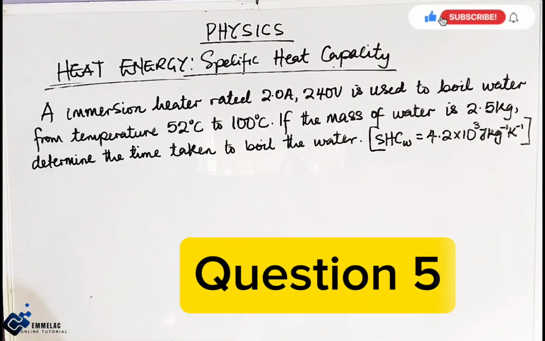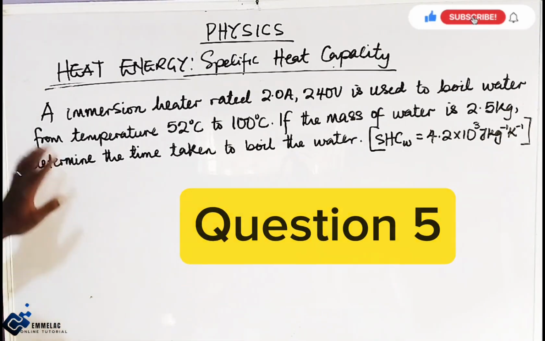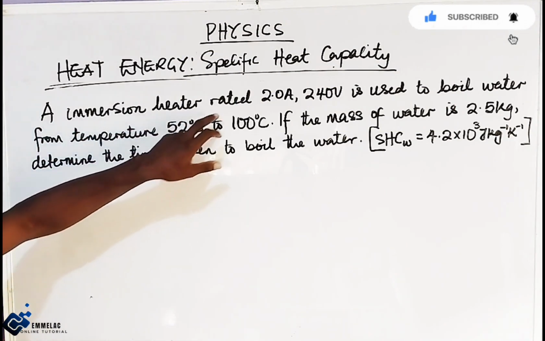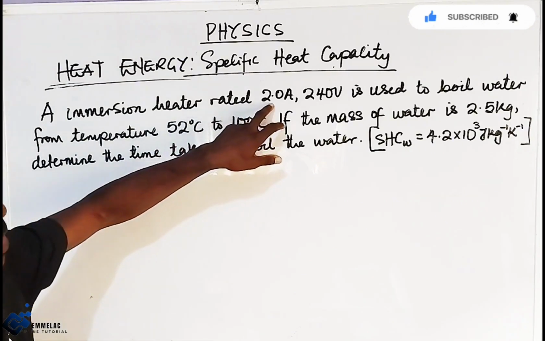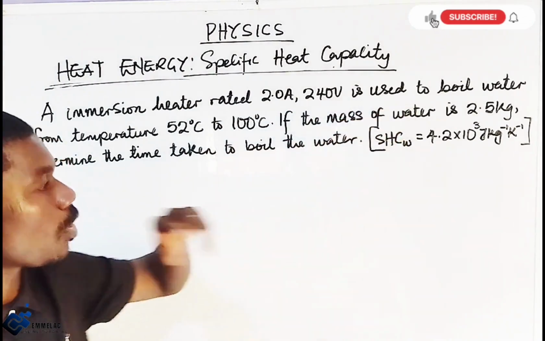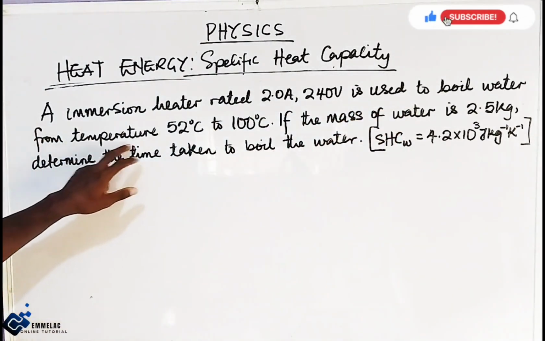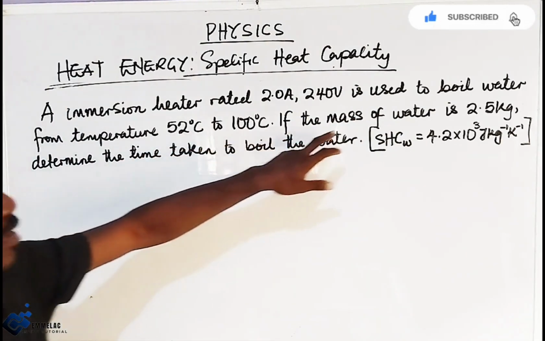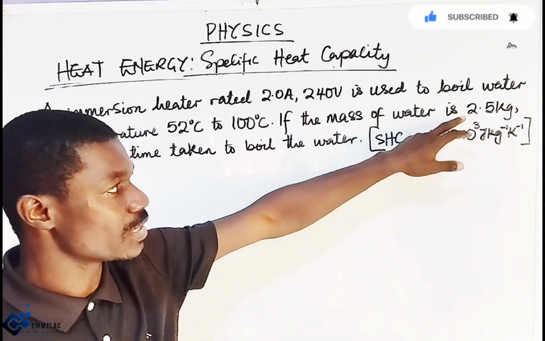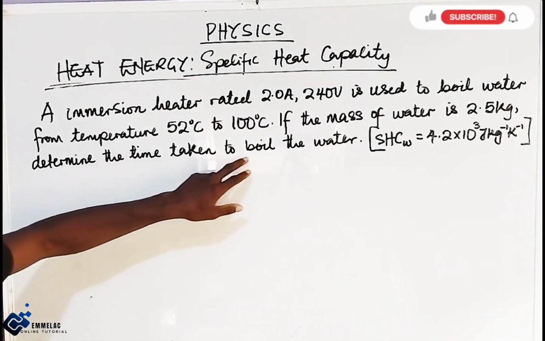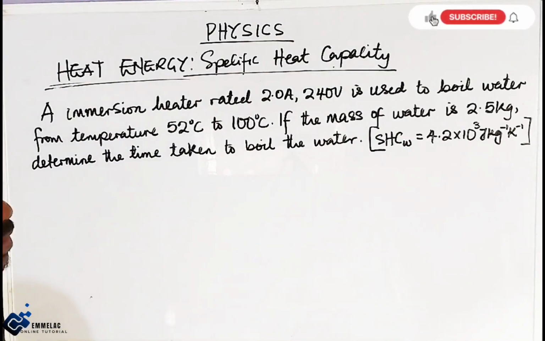Still on specific heat capacity, it reads that an immersion heater rated 2.0 amperes, 240 volts is used to boil water from a temperature of 53 degrees Celsius to 100 degrees Celsius. Now if the mass of water is 2.5 kilogram, determine the time taken to boil the water.